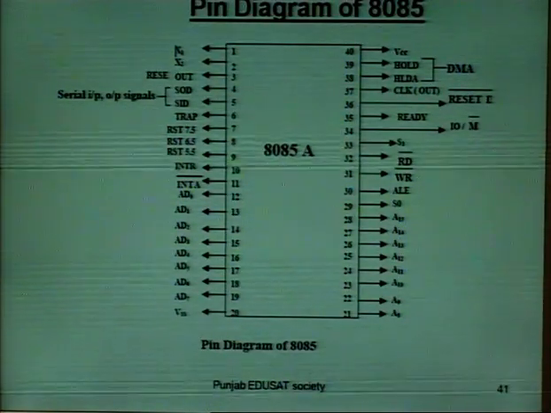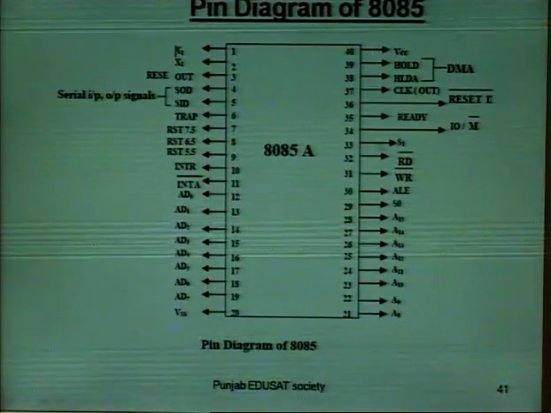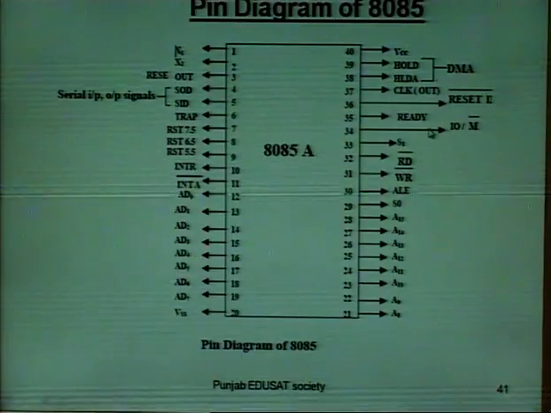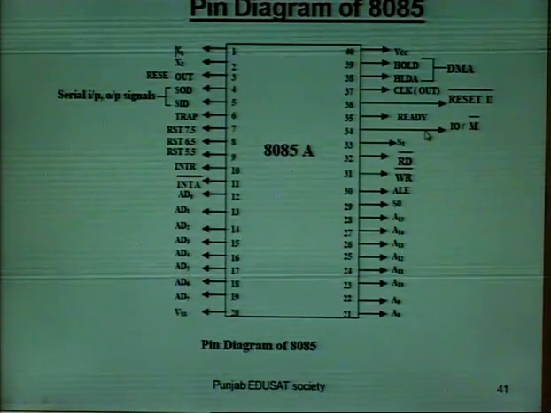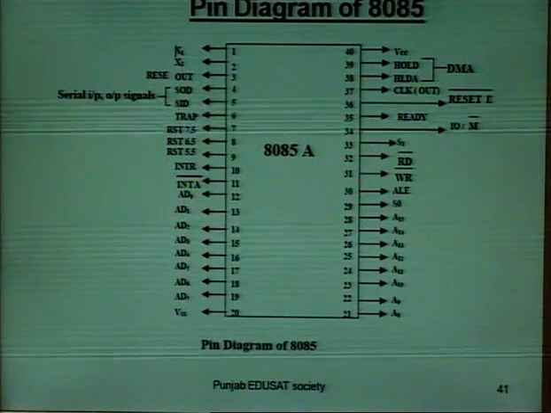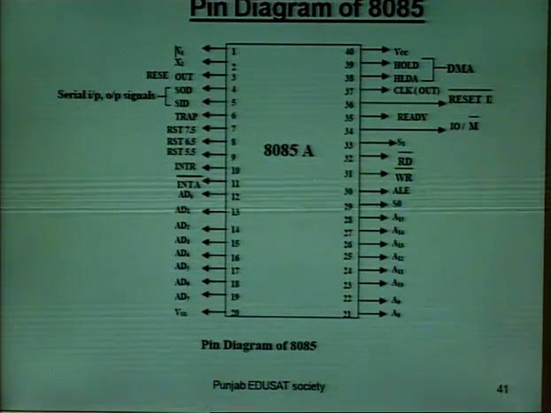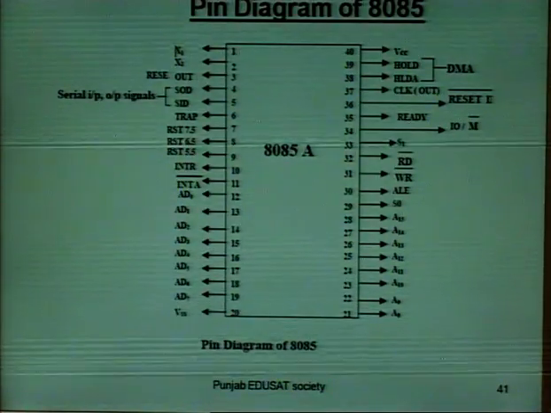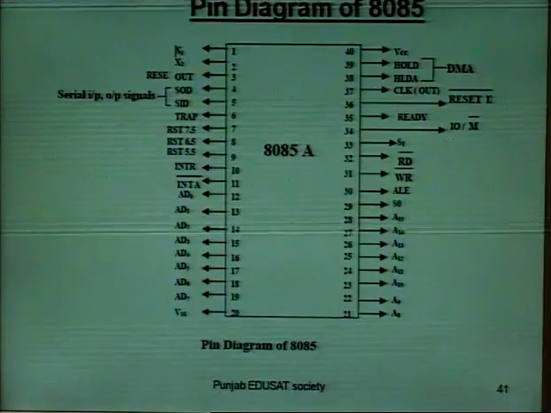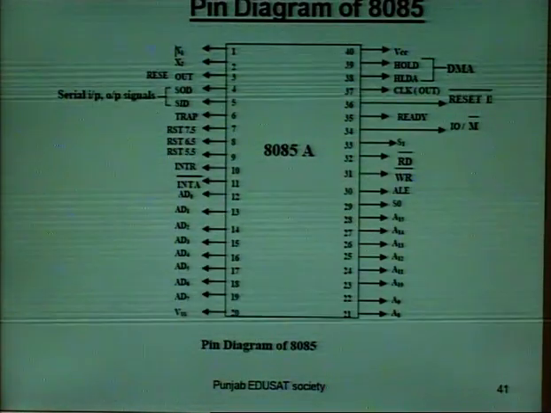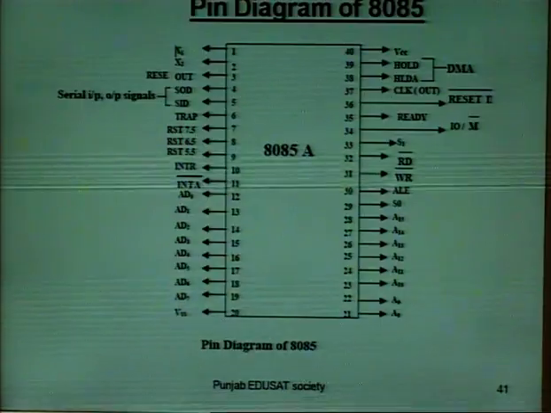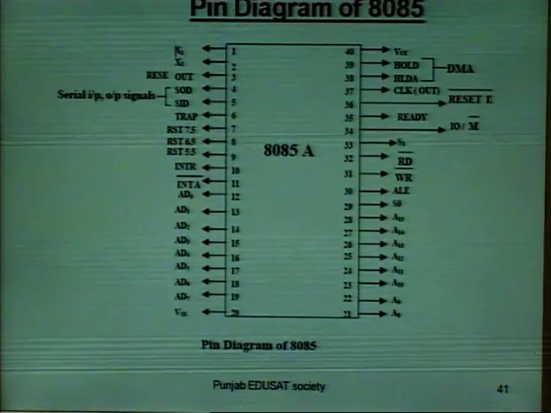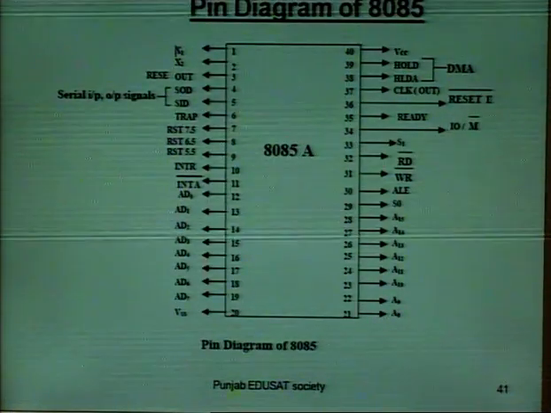When ALE is low, it indicates that the contents of the low order address/data bus is data. Then we have S1 and S0, these are two status signals. These tell about the type of operation. When both signals are low, 0 0, it means halt. If S1 is 0 and S0 is 1, then write operation. If S1 is 1 and S0 is 0, then read operation. If both S1 and S0 are high, then opcode fetch operation is performed by 8085.